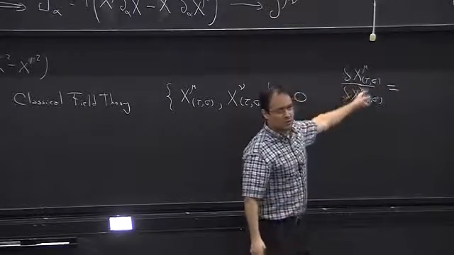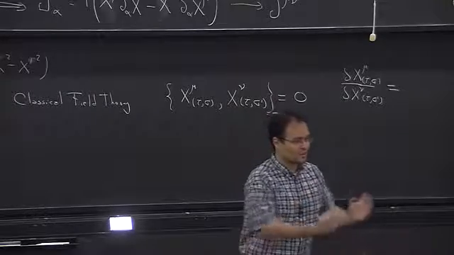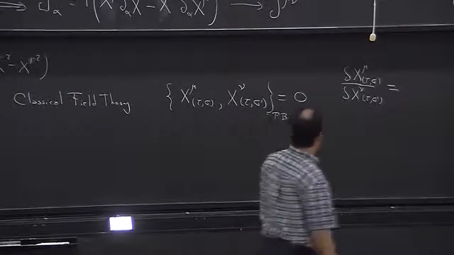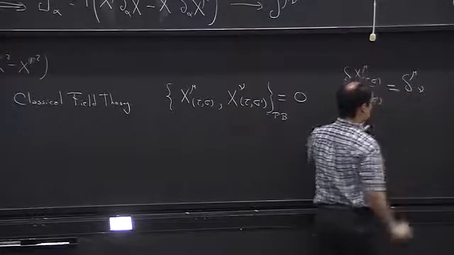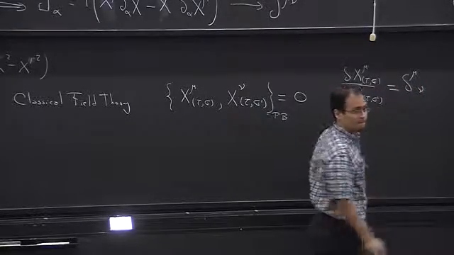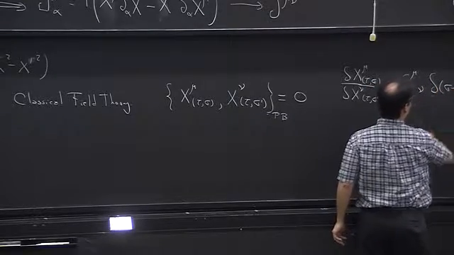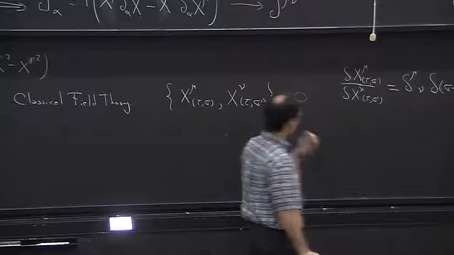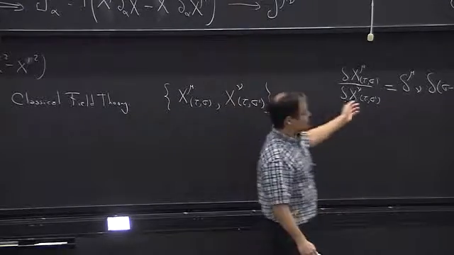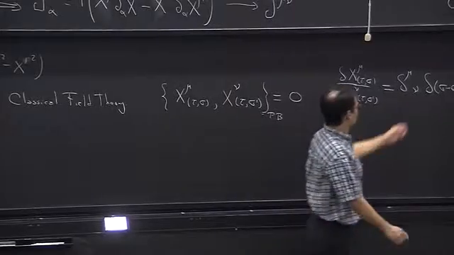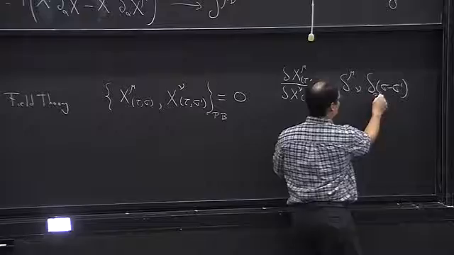Can anyone remind me what this is? Remember, these are functional derivatives, right? Yes, so of course there will be a delta mu nu. But then we also have the continuous analog, which is a delta function. Now, here there is something a little bit special, because our variables are periodic. So since they are periodic, we have to be careful and use a periodic version of the delta function.